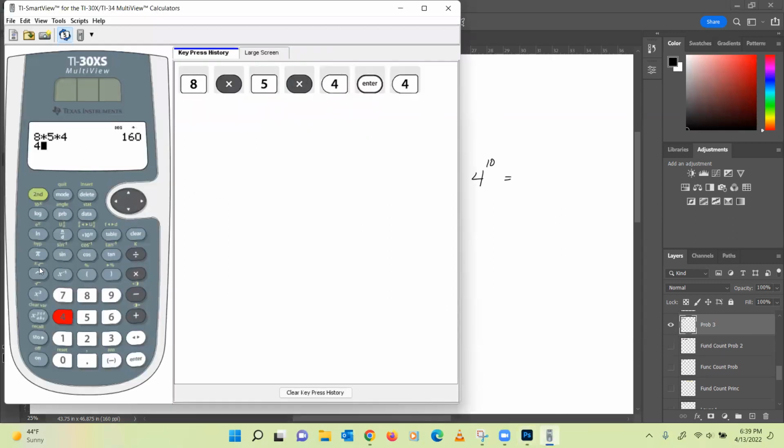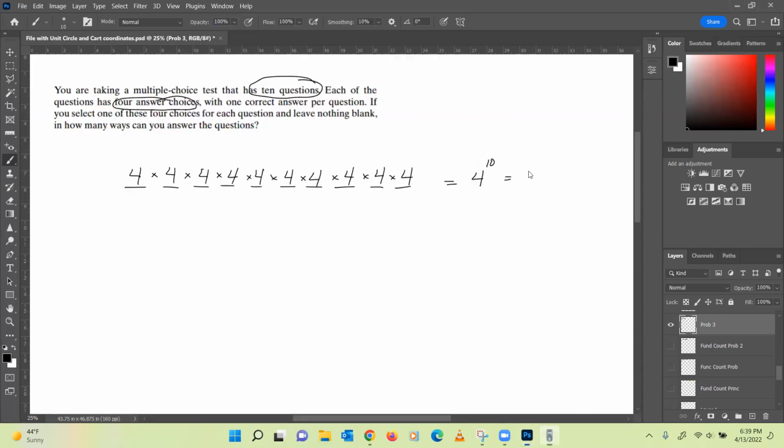So I could take 4 and raise it to the 10th power, and that gives me 1,048,576. There are that many different ways you could answer a 10-question quiz. Probably worth studying then, because you only have a 1 in a 1 million chance of getting them all right if you're only guessing. So studying seems like the best approach to figure out how best to solve that.